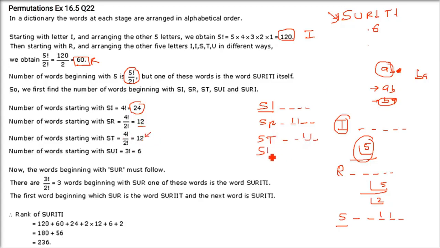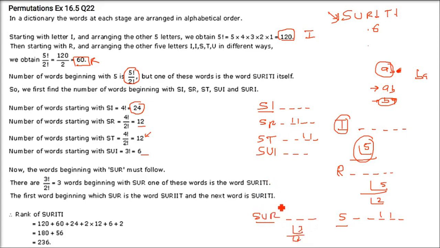Now coming to T, now you come at SU. Now when you come to SU, now SUI, 3 will be remaining, so factorial 3 will be there. Now SUI, Suriti will come after this. SUI you have taken. Now SUR, after I, R will come. SUI, then SUR. So 1, 2, 3 will be there. But I will also come 2 times. So it will be factorial 3 by factorial 2.